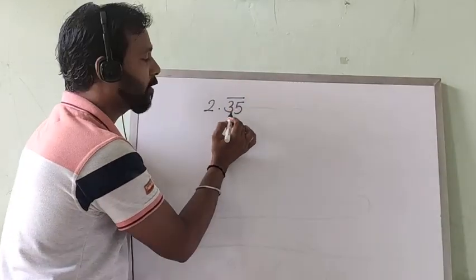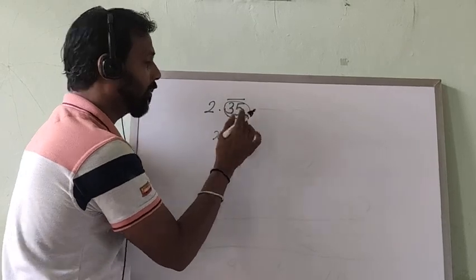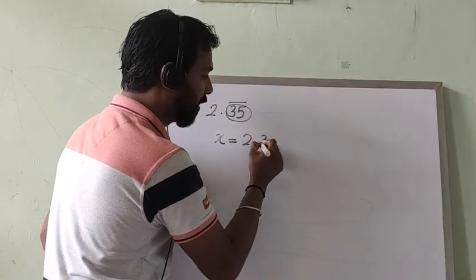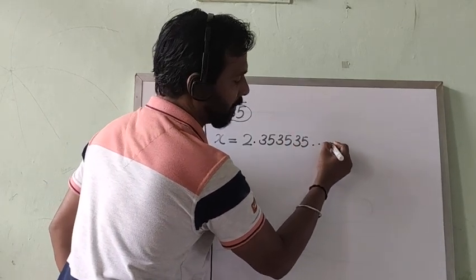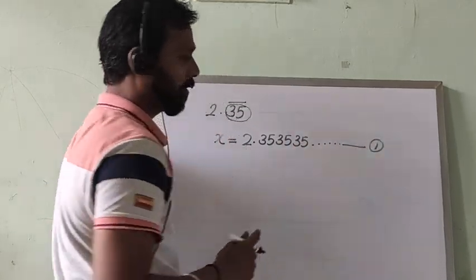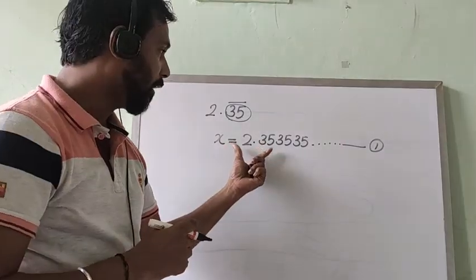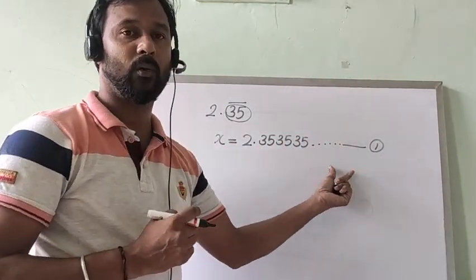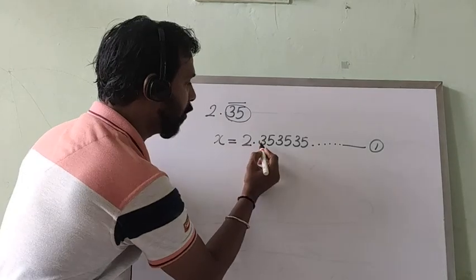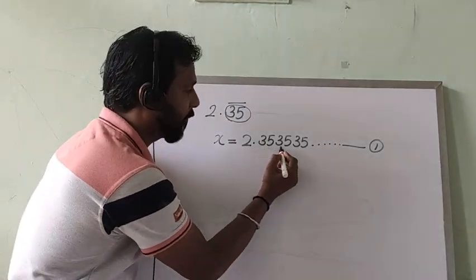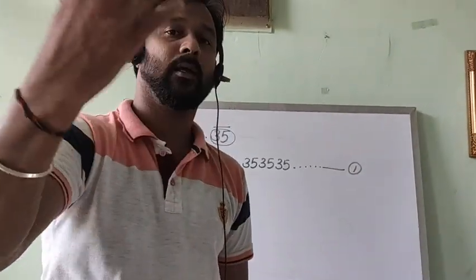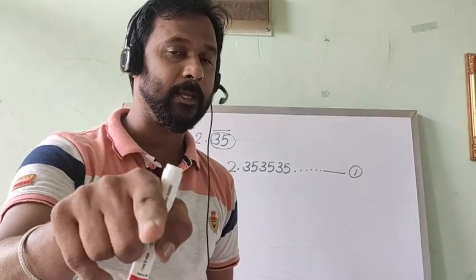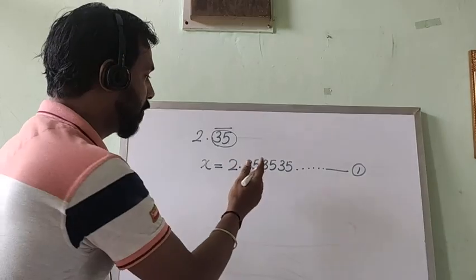How to rewrite 2.35 bar? That means the whole 35 is repeating. So how to rewrite here? 35, 35, 35, etc. Okay? Equation number 1. After getting equation number 1, you count how many decimals are repeating. 35, 35, 35 means a group of 2 decimals is repeating. Therefore, multiply by what? Very good, by 100.